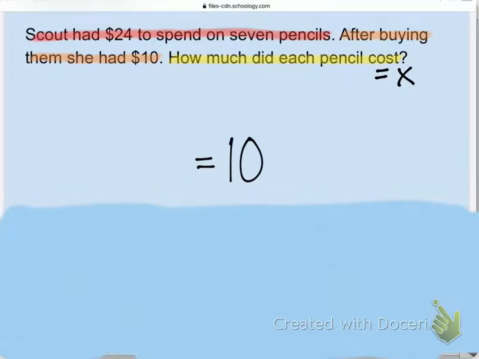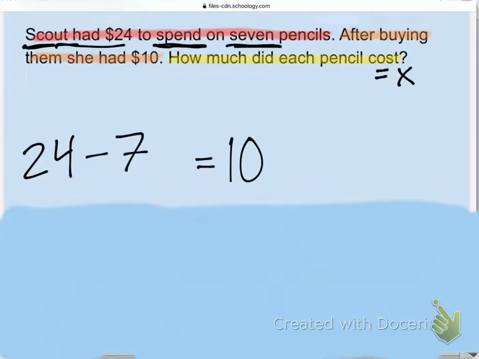So let's go left to right. Start here, left side. Scout had $24. Perfect. 24 to spend on 7 pencils. But I can't just put 7 because 24 minus 7 doesn't equal 10. Wait, what am I missing in my equation? What is the biggest point of this entire thing that I'm missing in my equation? I am missing the x.